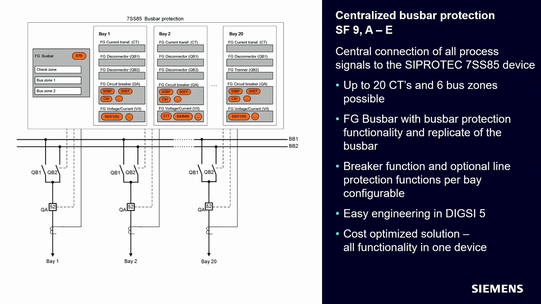In the 7SS85, there's a function group busbar with, in this case, 2 bus zones. Each busbar is one zone in this example. If there's, for example, a sectionalizer in the busbar, the number of bus zones is greater. In the function group busbar, the busbar protection algorithms are running: the check zone protection and of course the busbar differential protection algorithms.